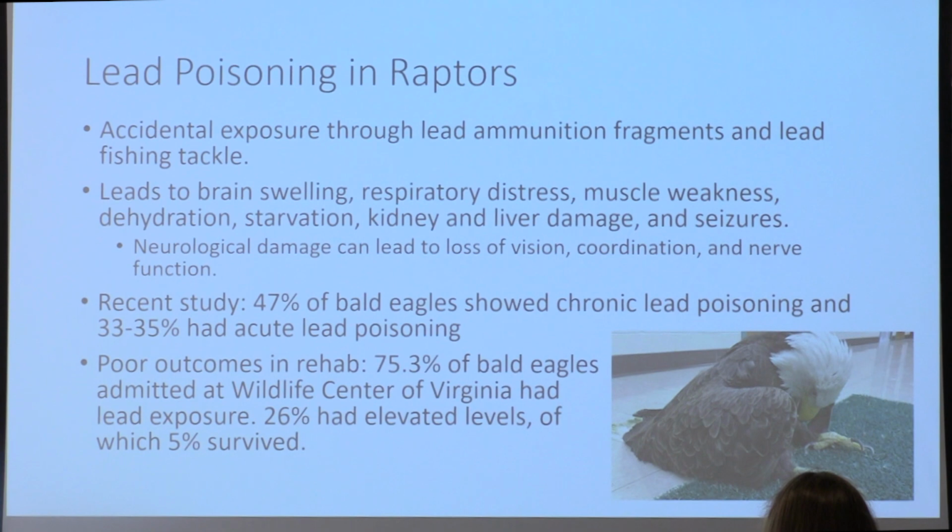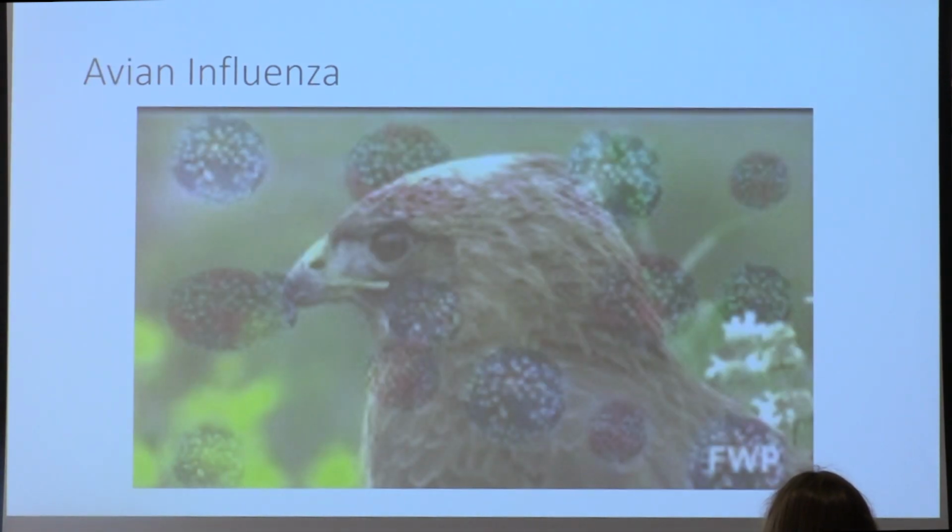At that same center, 33% of all raptors admitted had lead poisoning, so it does affect different raptors to a different degree. Certain birds are going to be more likely to be exposed through gut piles and through carcasses and through fishing lines. Other raptors just have different food sources, so they're not exposed at the same level. So yeah, that's a big problem. We're going to listen to a brief video about avian influenza.